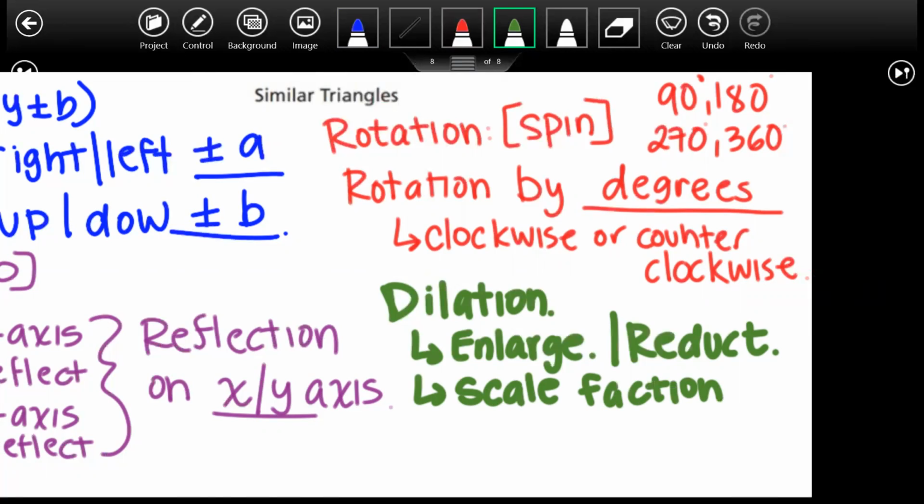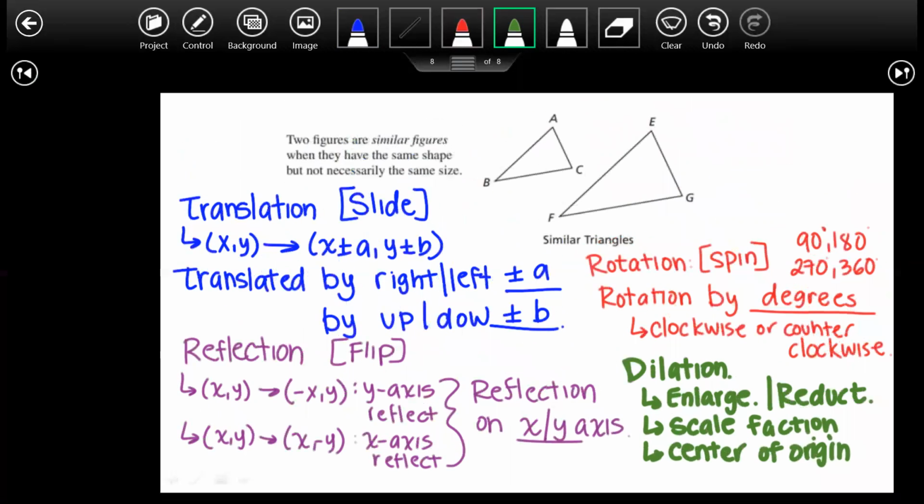The last thing we also want to imply in case we use it, which we will tomorrow, and this is probably the hardest part we're going to do tomorrow, is the center of origin. Origin. And these are the things we have to imply when we talk about these.